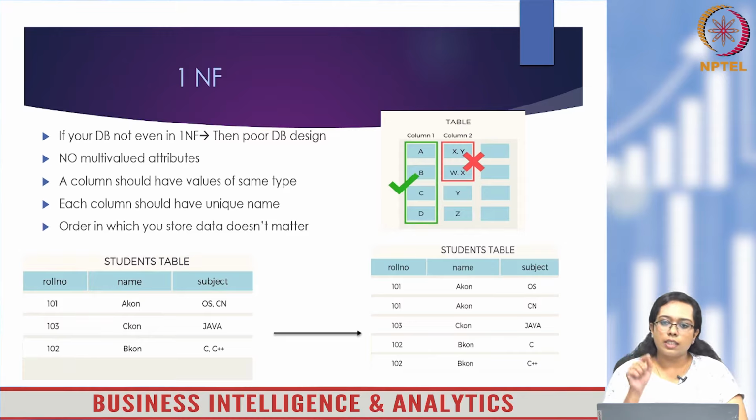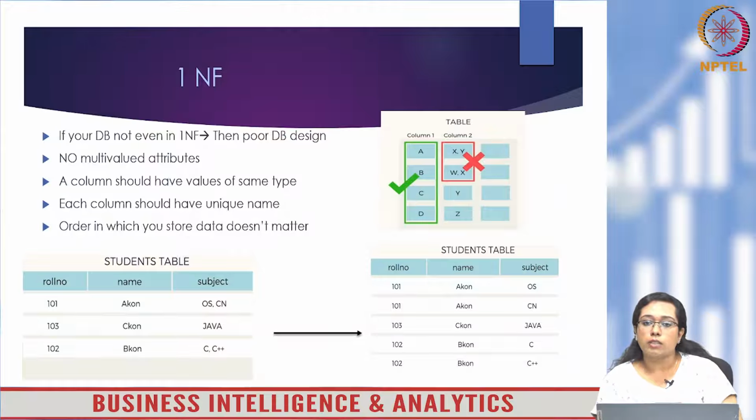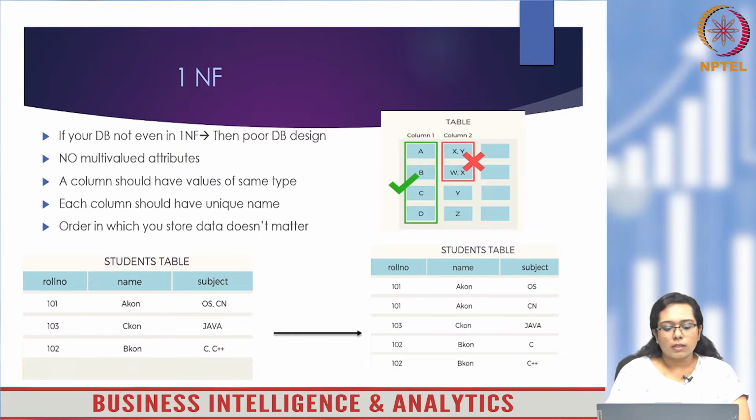For example, say column 2 in the table has two values, x and y. If our table should be in 1NF format, that should not be the case. It should be either x or y. There should not be any multi-valued attributes. So, see the table below. The first one is the students table. In the students table, the subject column has multi-valued attributes, right?